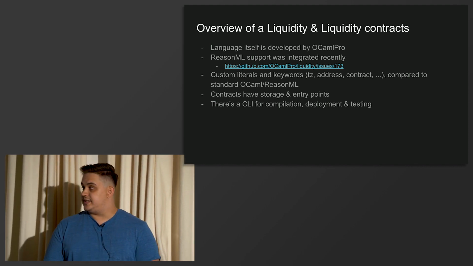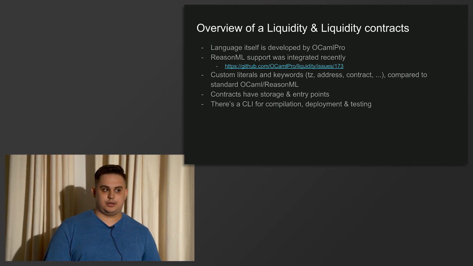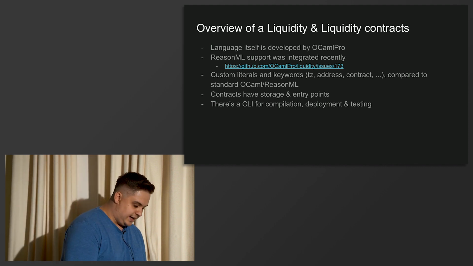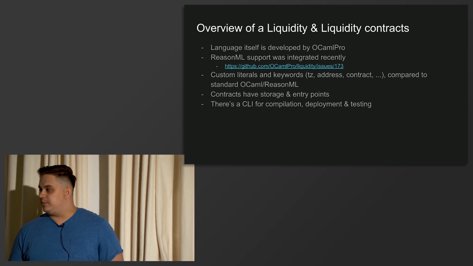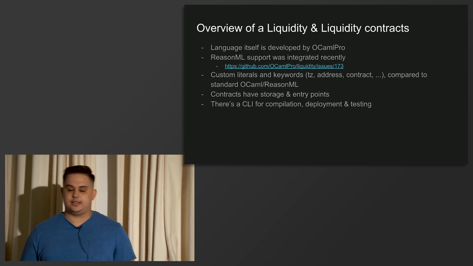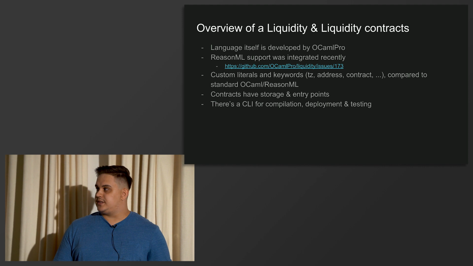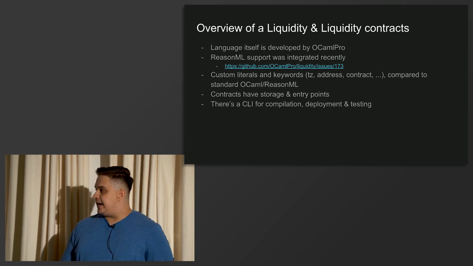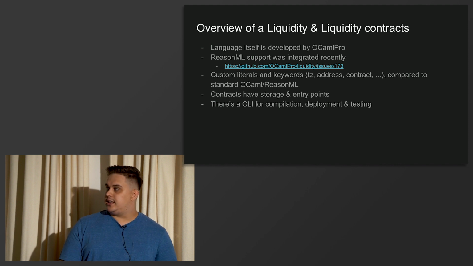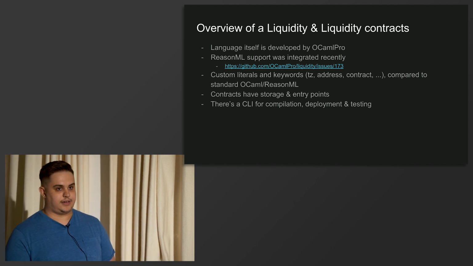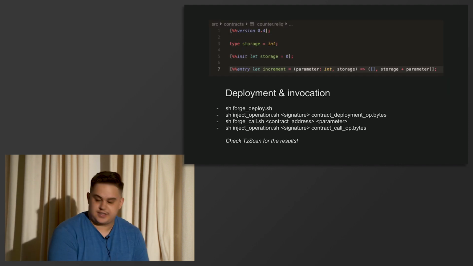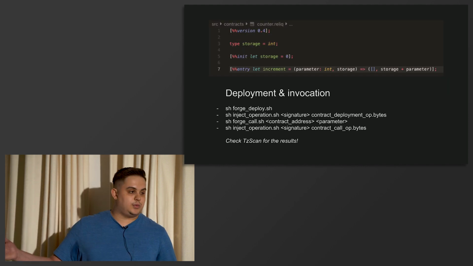Liquidity also provides us with a CLI, which allows us to compile, deploy, test, and play around with the language itself. What we'll be doing today, we'll implement a simple smart contract with an interactive demo at the end that stores a single number on the blockchain called a counter and has a single endpoint to increment that number by a given parameter. So let's get to it. This is how the contract looks. Can you see it well in the back as well?